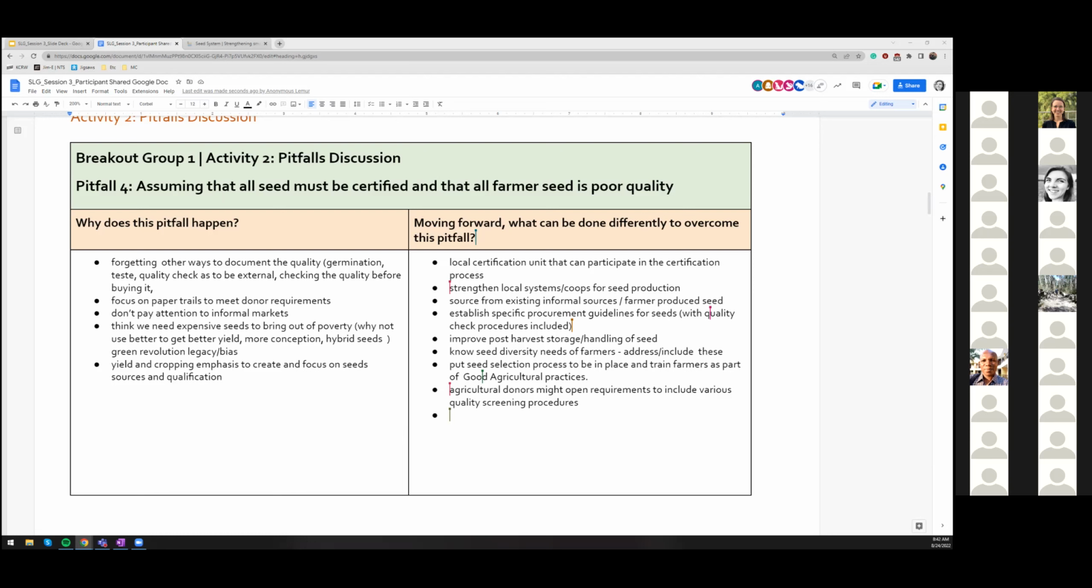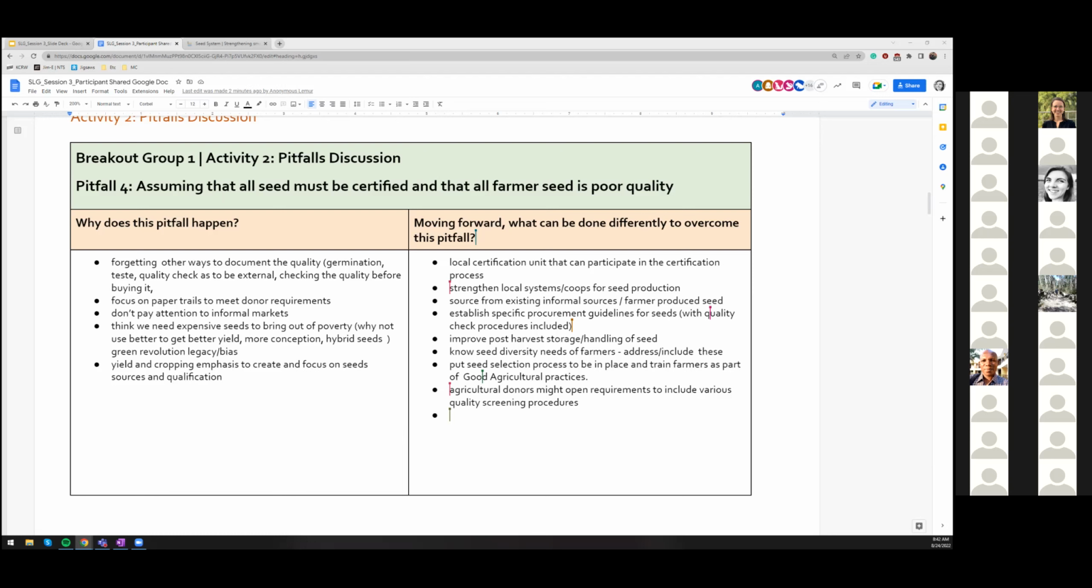Another element, source from existing informal markets. So when buying, we can also prioritize buying from the local informal system that exists within the communities. Establishing specific procurement guidelines so that they allow procuring seed at the local level. Improving post-harvest storage and handling of seeds might also contribute to having quality seed at the community level.